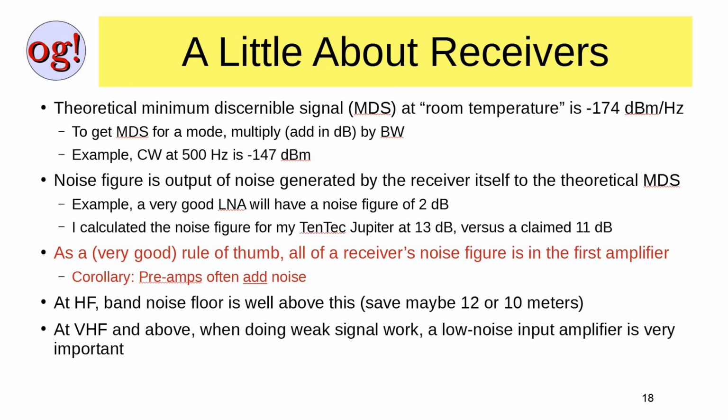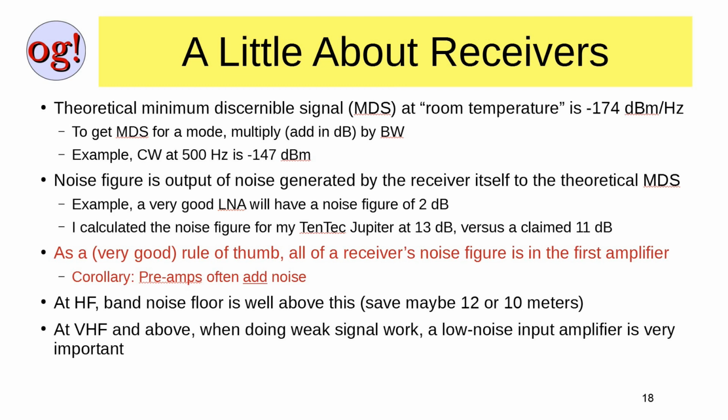Now, the noise figure of a receiver is the output of noise generated by the receiver itself relative to the theoretical MDS. For example, a very, very good low noise amplifier will have a noise figure of 2 dB. So instead of that CW at 500 hertz at minus 147 dBm, your minimum discernible signal will be minus 145. Okay, so you've lost 2 dB.